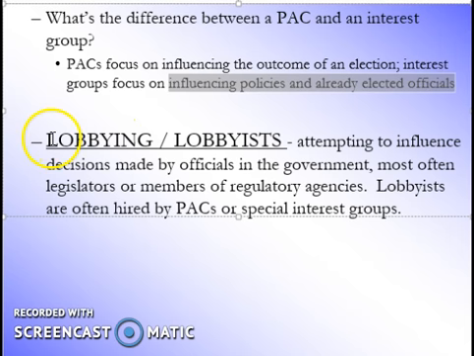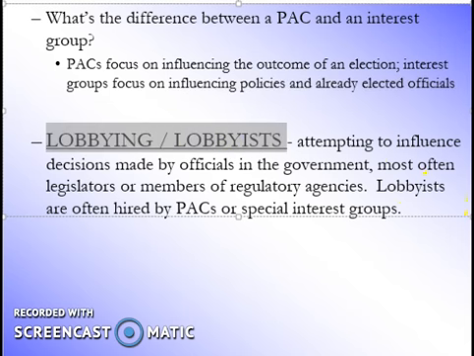And what does a lobbyist do? A lobbyist is someone who is hired by a special interest group in order to connect with someone who typically is a congressman who can make changes in government to impact those special interest groups and what they want to have done in government.